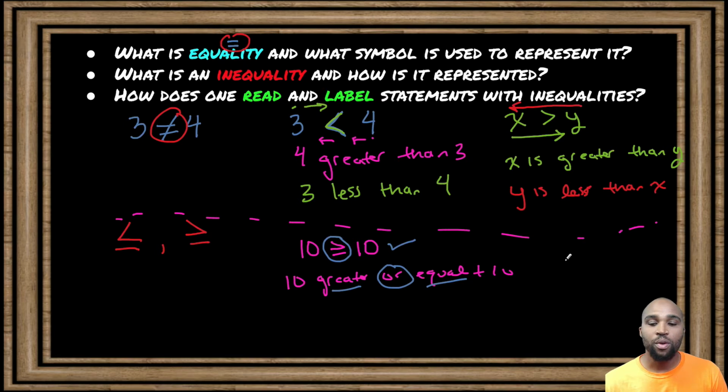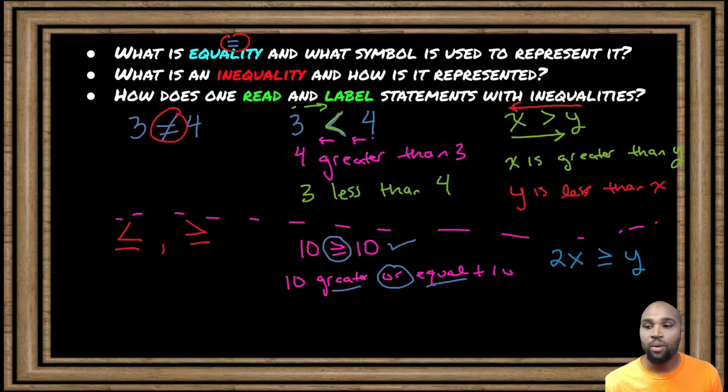Now, what if we were using something that was not as easy to value, like a variable? 2x is greater than or equal to y. How would we read that? Well, I just kind of said it, right? So 2x is greater than or equal to y.